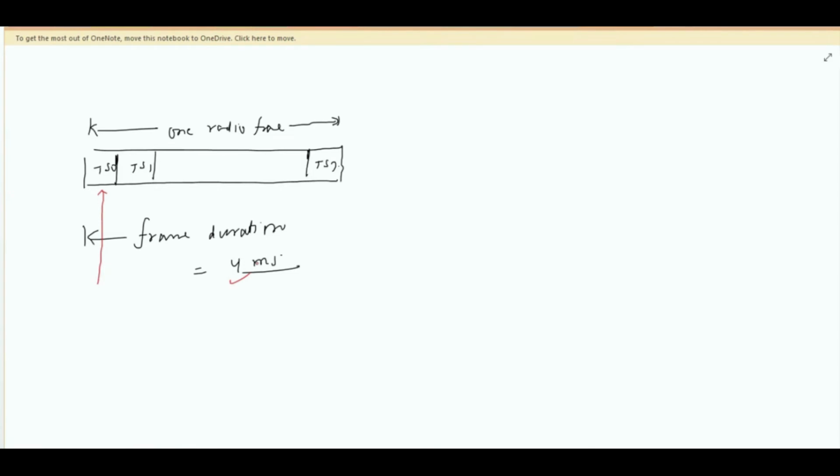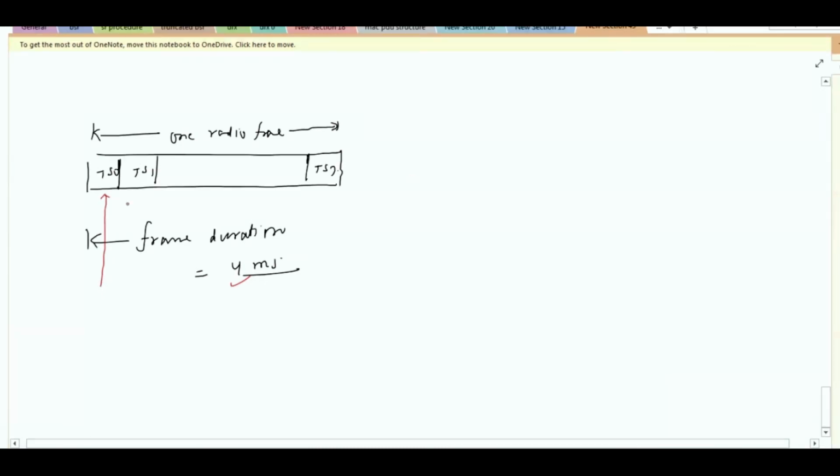Suppose your mobile has to tell its current location. That is not user traffic, that is signaling. But how will the mobile inform? Within this frame only, resources will be allocated to your mobile, and the mobile will transmit that information within this frame. So this is a continuous process. Even if your mobile has to transmit signaling information, it will be transmitted in the frame only. So now coming back to my question.